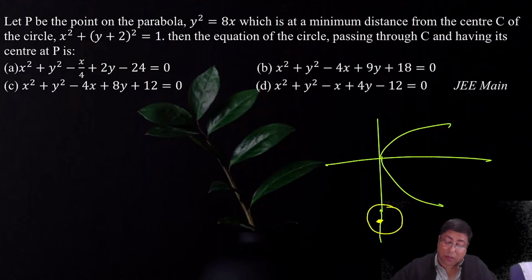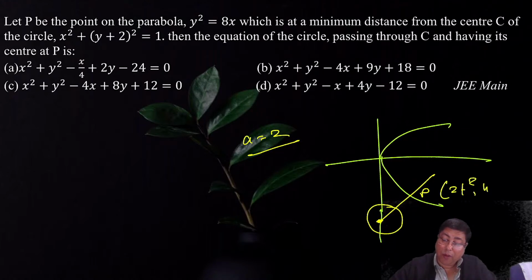And P is the point (at², 2at), where a equal to 2. Here a equal to 2. So P is (2t², 4t). Therefore, the equation of the normal is y plus tx equal to 2at plus at³.